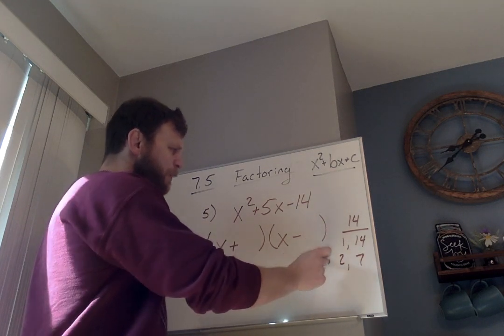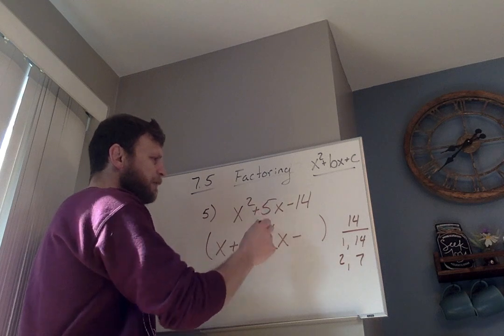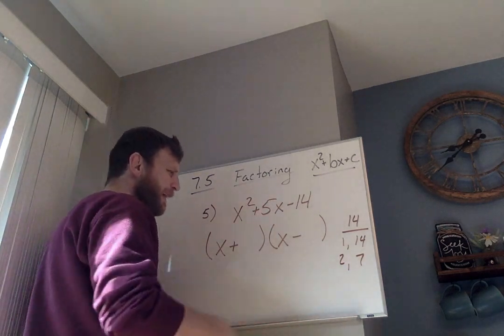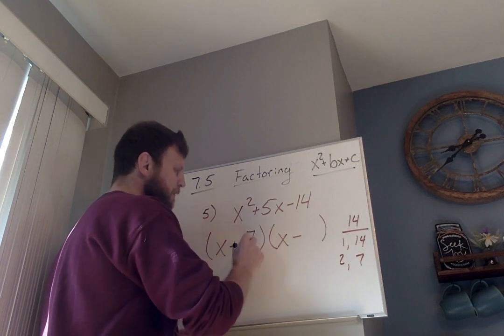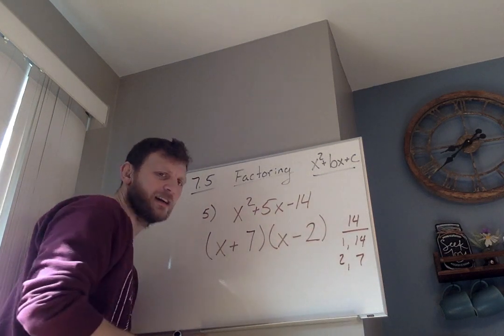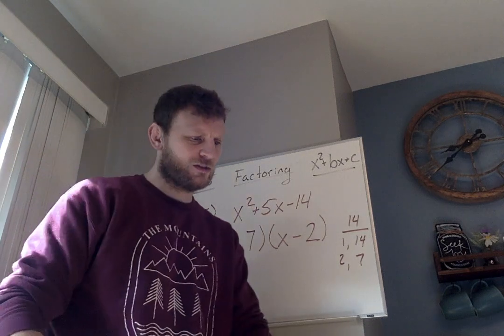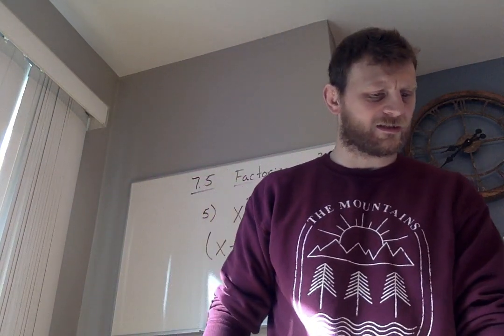But, which of these 2 pairs of factors can give me a 5? Very good. 2 and 7. So now, because 5 has to be positive, 7 goes there. That's the bigger number. 2 goes there. That's my answer. All right, so you guys can finish number 6.